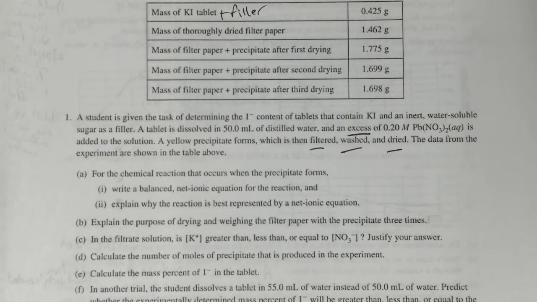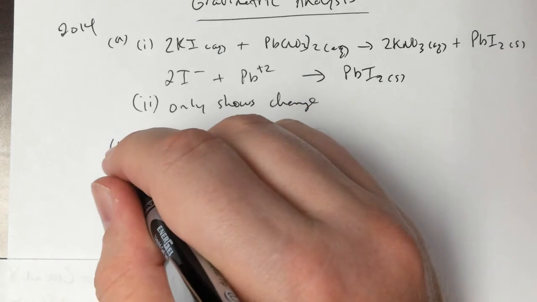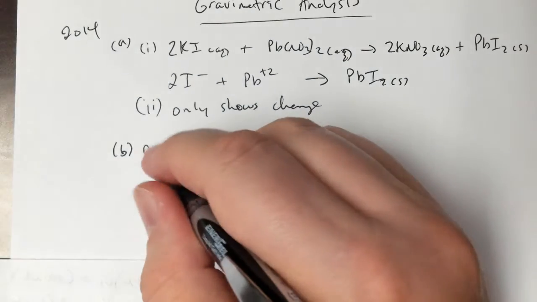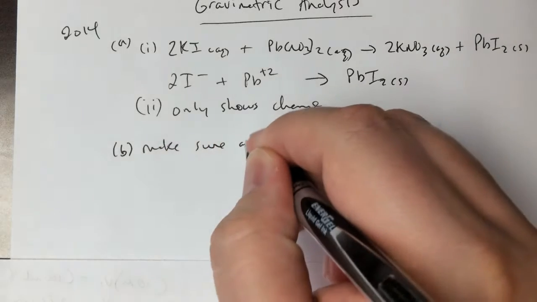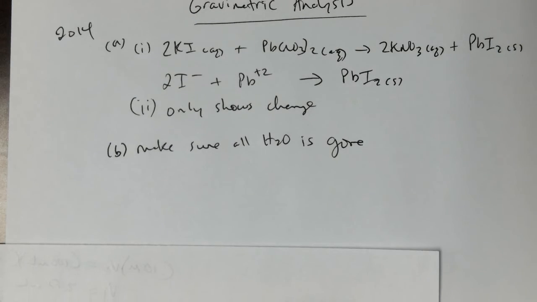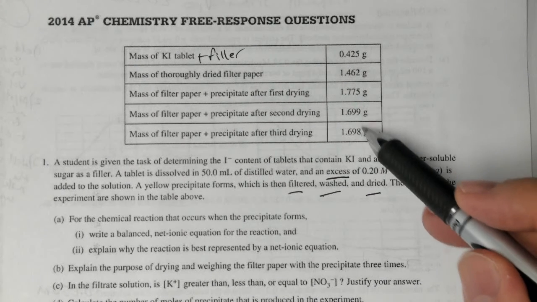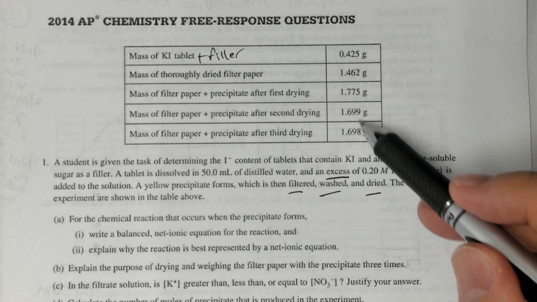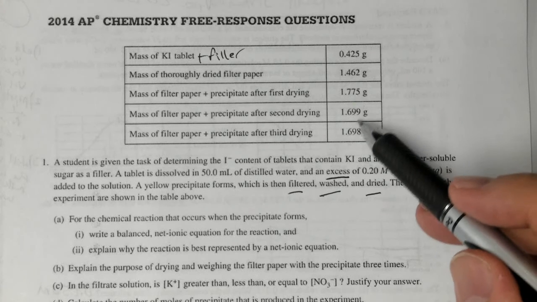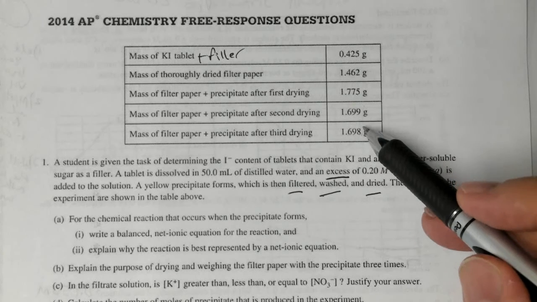Alright, so part B, explain the purpose of drying and weighing the filter paper with the precipitate 3 times. So you'll notice we did first, second, third. And again, I'm going to try to keep this as fast and succinct here. So we want to make sure all H2O is gone from drying it. When we get to the end here, we see the mass is not really changing past that last decimal place. Remember, the last decimal place is always a guess anyway. So this shows consistency. Notice a big change after the first, the second, but after the third drying, it stayed the same. So that means we're done.